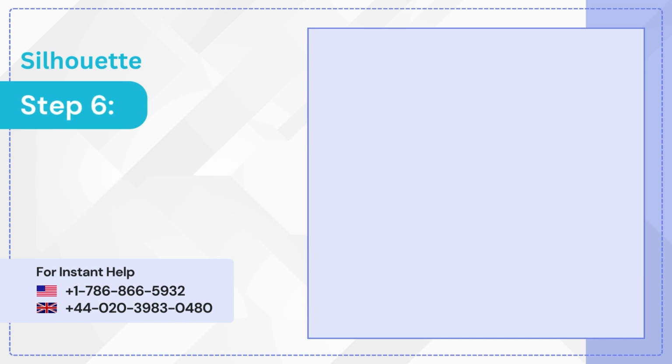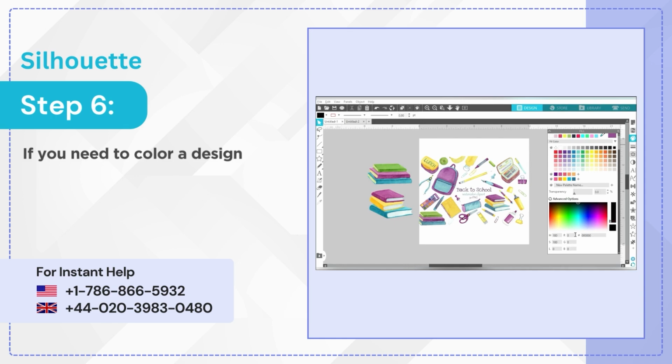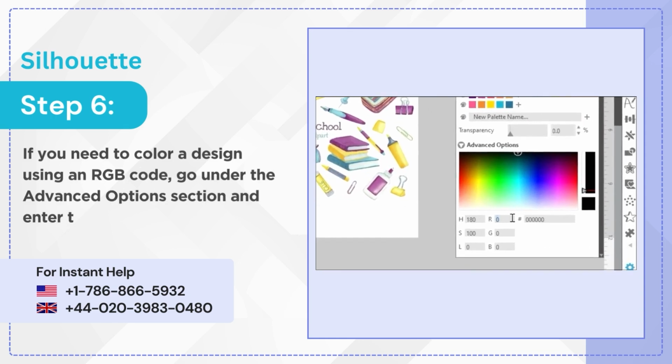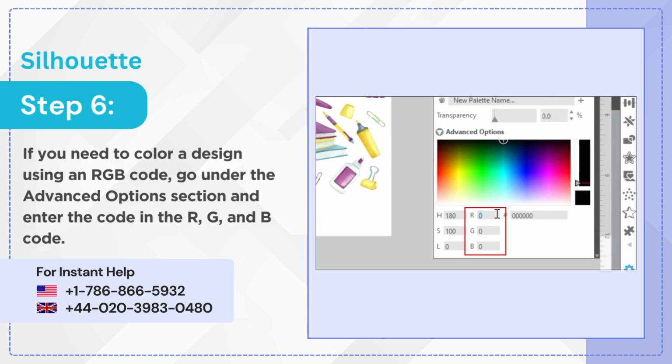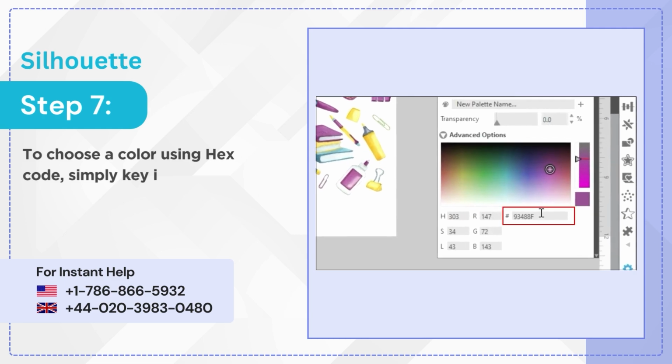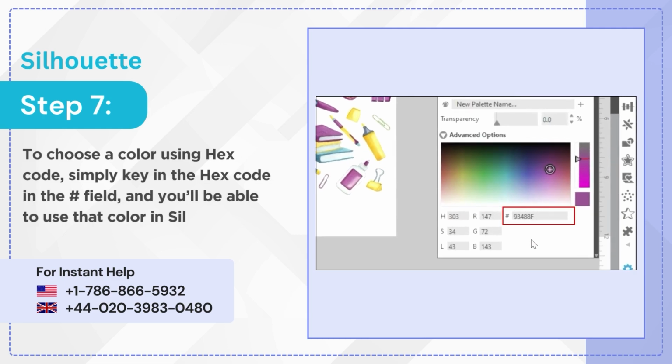Step 6. If you need to color a design using an RGB code, go under the Advanced Options section and enter the code in the RGB code. Step 7. To choose a color using hex code, simply key in the hex code in the hashtag field and you'll be able to use that color in Silhouette Studio.